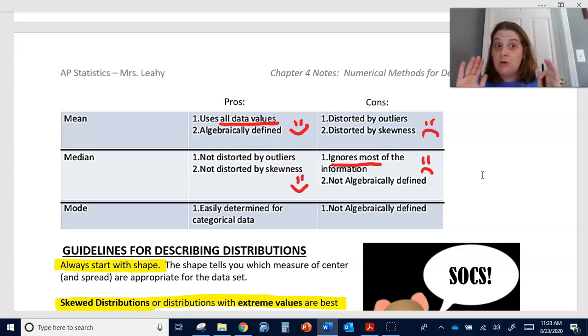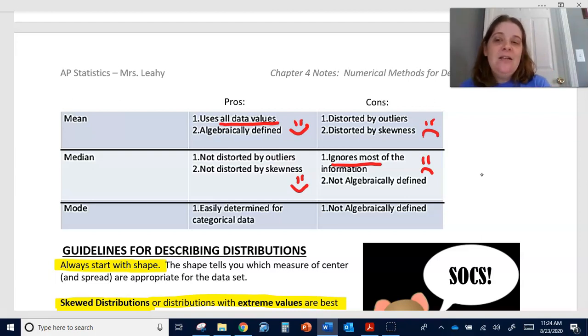Now the median though does a great job at that. If you've got it skewed or it's got symmetry, it's not distorted by outliers, it's not distorted by skewness. That's fantastic, but it also ignores almost all of the data in the problem. It does tell you the central value, but it doesn't tell you anything else besides what's right in the middle. And so you could have two data sets that are very, very different that still have that same central value. It's not algebraically defined. It sort of has this subjective definition. So it's not really our favorite one to use.